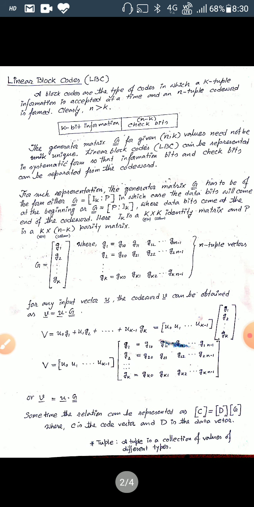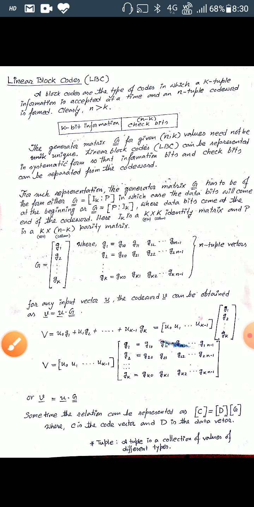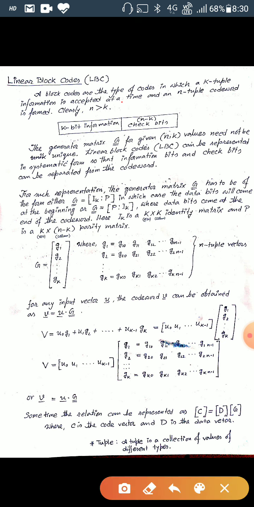For the linear block code, as the name suggests, this is one type of block code. That means no information is stored for the previous data, so it depends only on the present data value. A linear block code is a type of code in which a k-tuple of information is accepted at a time and an n-tuple code word is formed. Previously, I told you that n is greater than k.